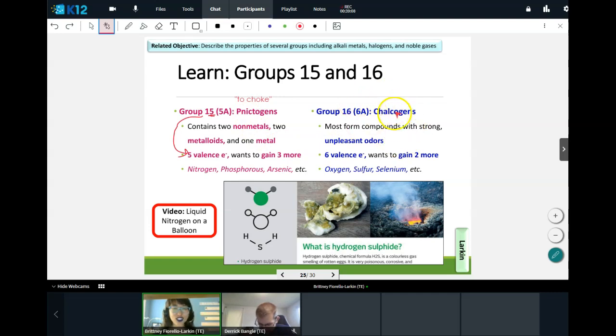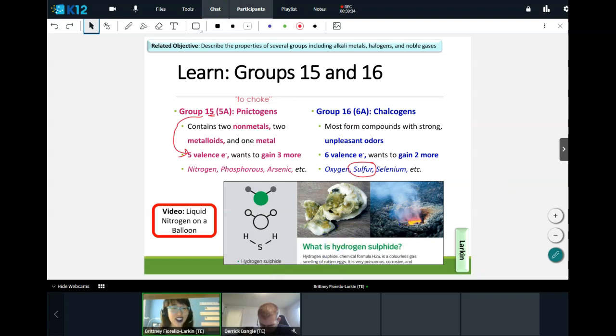All right, chalcogens, group 16. These ones tend to form strong compounds with strong unpleasant odors, the most significant of which is sulfur. All right, so if you think about the rotten egg smell, that is what's called hydrogen sulfide. When sulfur bonds with 2 hydrogens, that is the smell of rotten eggs, and in high amounts, it can actually be poisonous and corrosive. Not to mention, it stinks real bad.